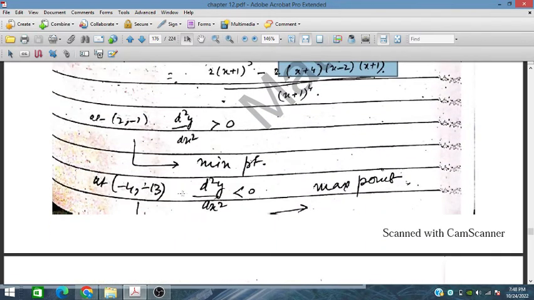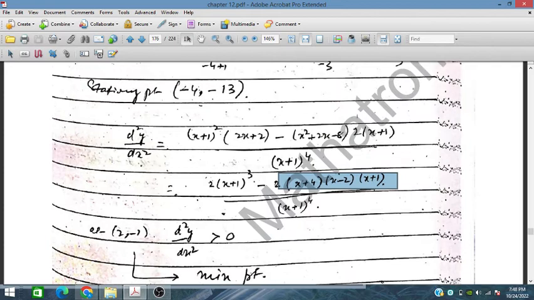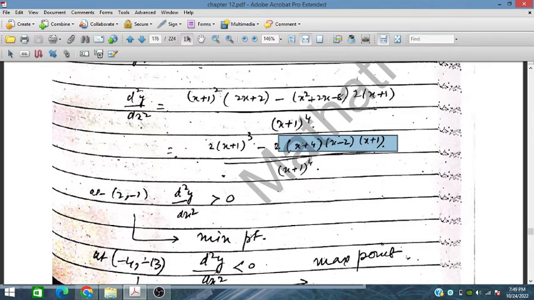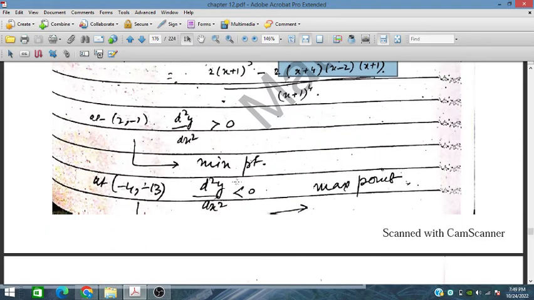Just substitute the value in this. Minus 4 will substitute, this will give 0, and this becomes minus 4, means minus 3 cubed. This cube gives an odd power, so it gives a negative value. So this negative value gives a negative second derivative, so this stationary point is the maximum point.